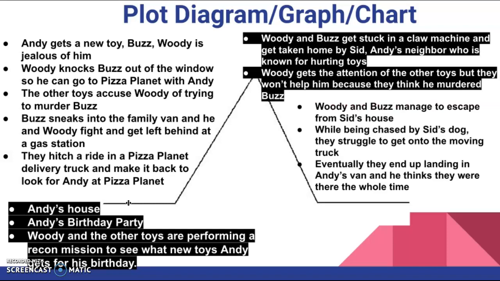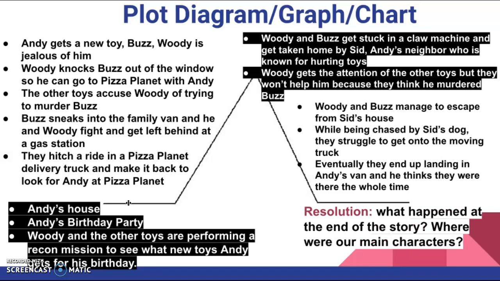So they manage to escape from Sid's house while being chased by Sid's dog. They struggle to get onto the moving truck. Eventually, they end up landing in Andy's van, and he thinks, or his mom probably thinks, they were there the whole time. Finally, we're looking for the resolution. What happened at the end of the story, and where were our main characters?